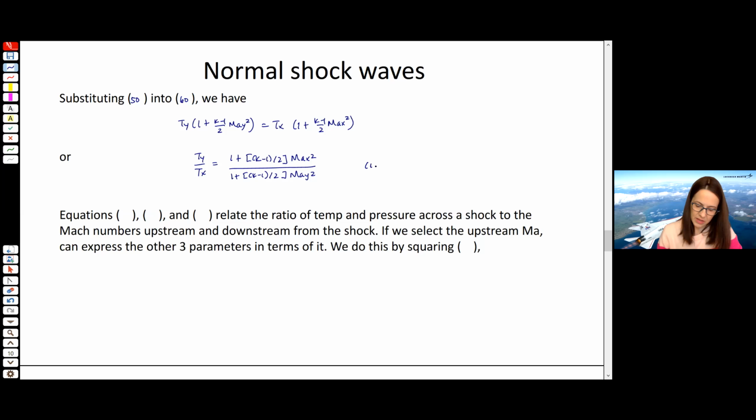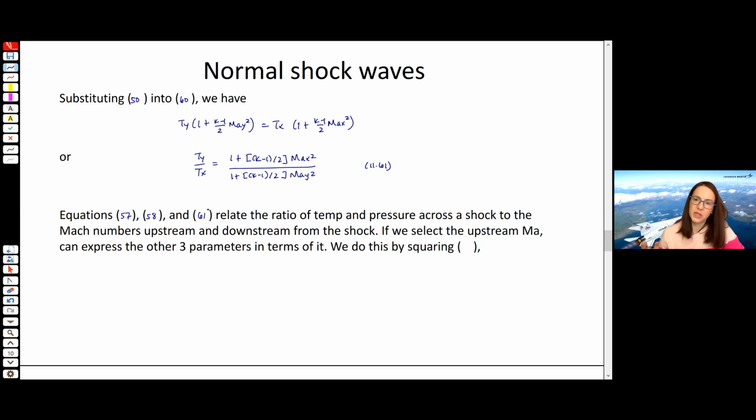And this is 1161. So now the equations that we've derived: 57, which is a ratio of Mach numbers downstream and upstream of the shock; 58, which is a ratio of static pressure, Py and Px; and we've just derived 61, which is a ratio of static temperature downstream and upstream of the shock.